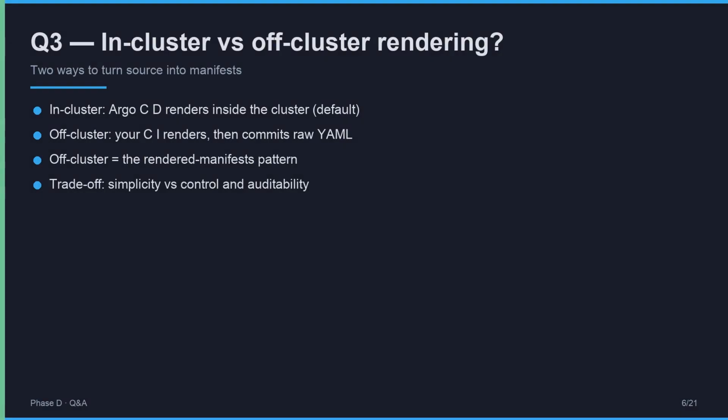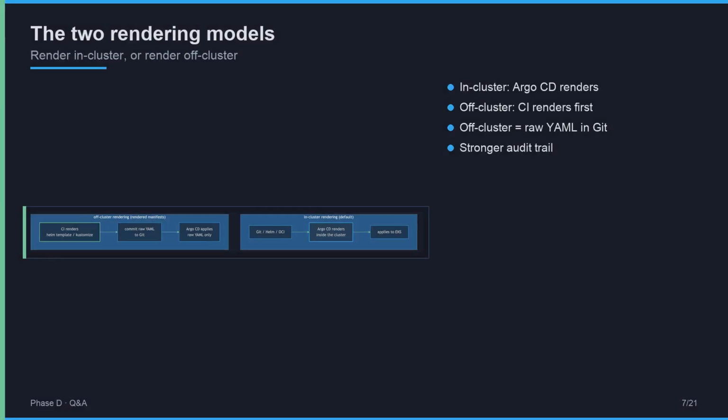Third question, what is in-cluster versus off-cluster rendering? In the default, in-cluster model, Argo CD does the rendering itself. Inside the cluster, it runs Helm template or Kustomize for you. In the off-cluster model, your CI renders the manifests first, then commits the raw YAML to Git, and Argo CD simply applies that raw YAML. The off-cluster, or rendered manifests, pattern gives you stronger control and a cleaner audit trail, at the cost of an extra step. See them side by side.